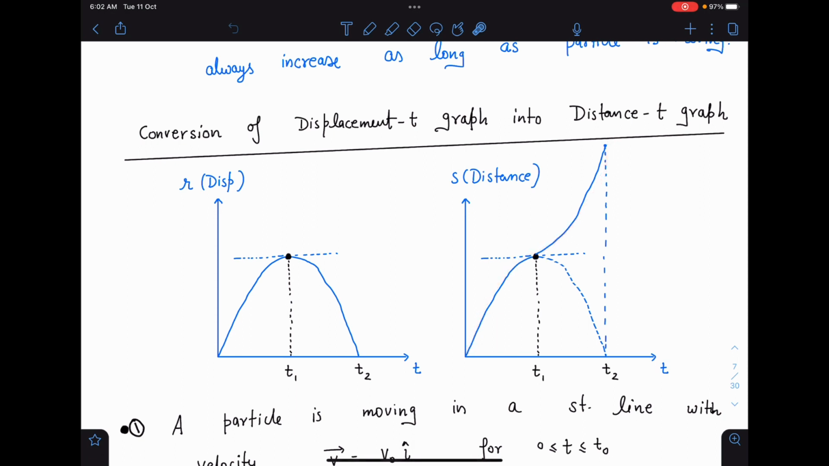Wherever displacement is decreasing, for the decreasing part alone, we will take the mirror image on the time axis by shifting to the point.